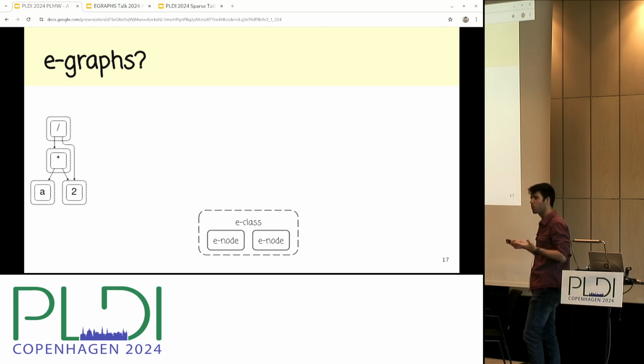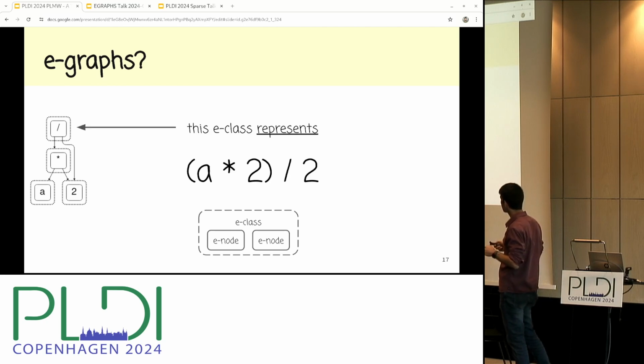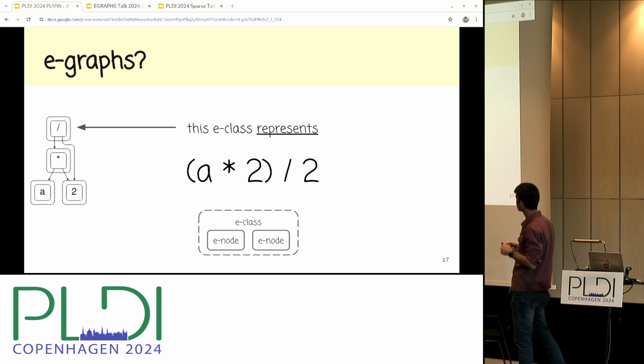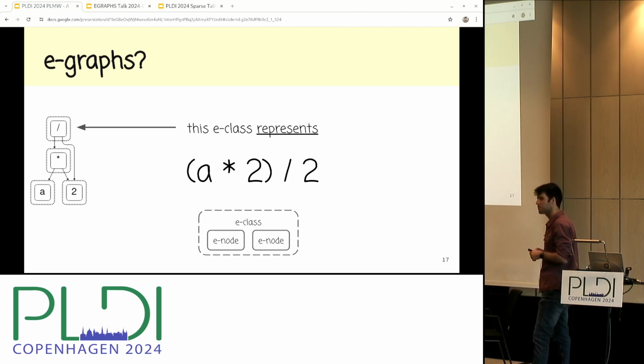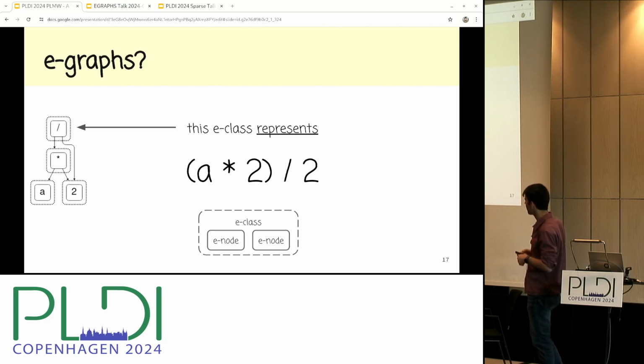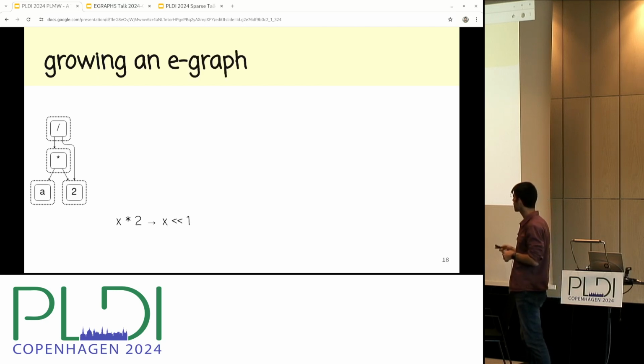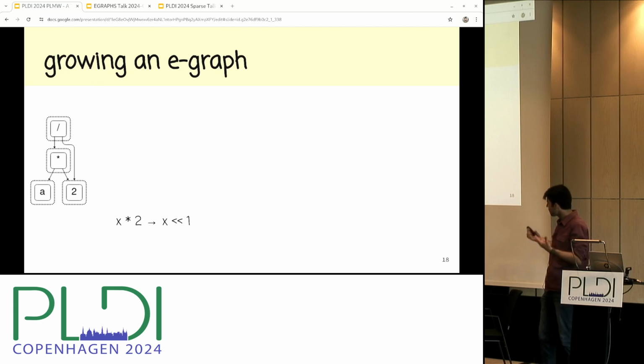So how do we get more than one node into an e-class? Well, first I should introduce the notion of representation. So we say an e-class represents a term if you can follow the edges and find that term within the e-class. So here we've got this program a times 2 divided by 2. All right? And say we want to try to optimize this to a, right? We want to cancel out the multiplication and the division.